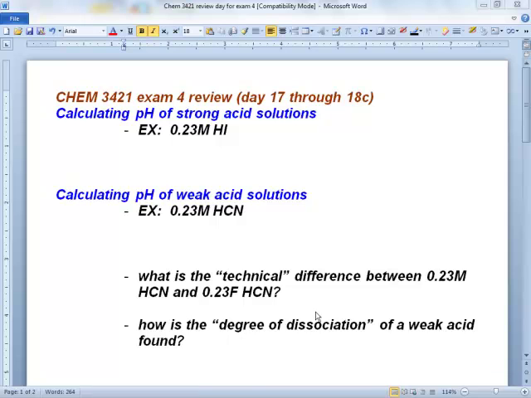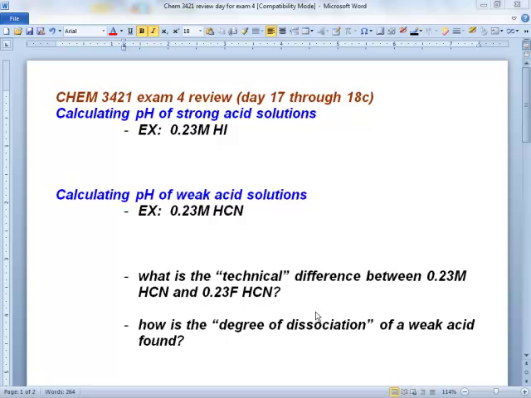So we have exam 4, then we have an exam 5 coming up, and then our final exam. So here is our review day for exam 4. It's days 17 through 18C. And here's an example, just trying to break things down into the different topics, the different calculations that you did.